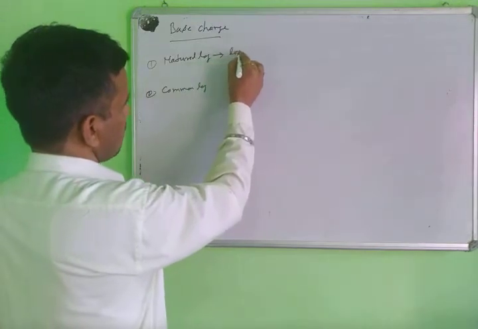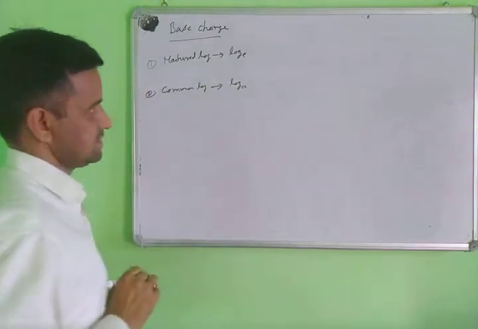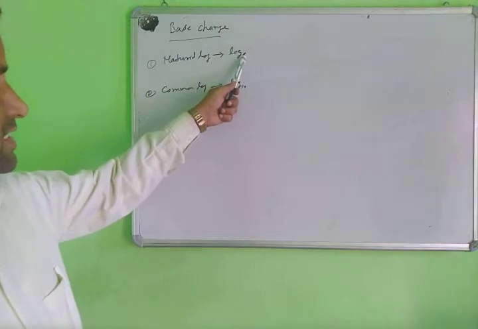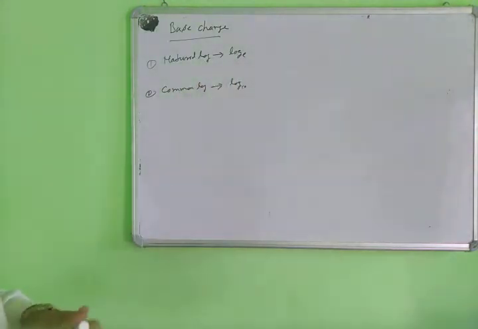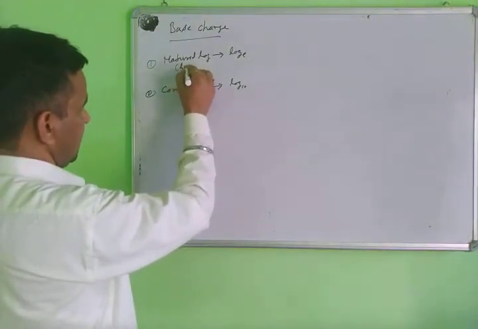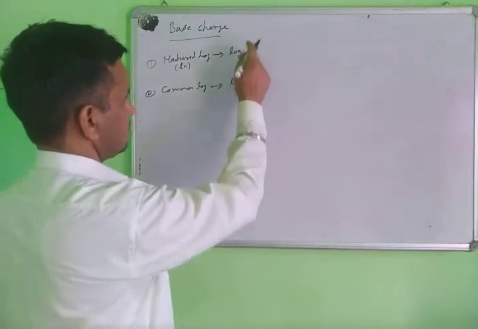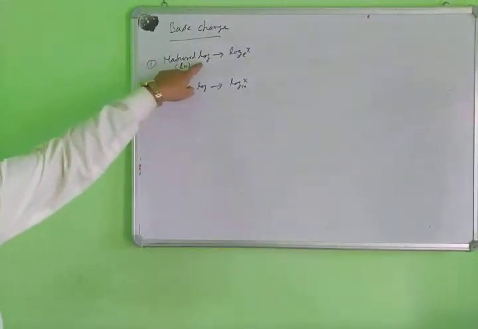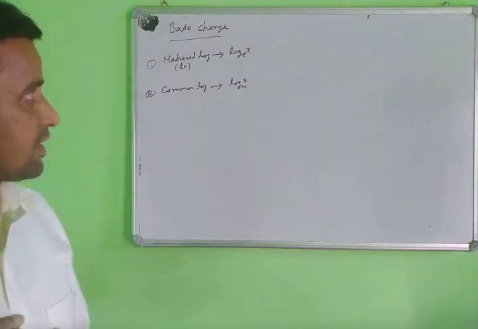Natural log means log base e, and common log means log base 10. When the base is e, it is called the natural log, and when the base is 10, it is called the common log. Natural log is also written as ln x. Whether it is ln y or ln x does not matter. The short form is ln. Natural log is represented by ln, a small l and a small n.